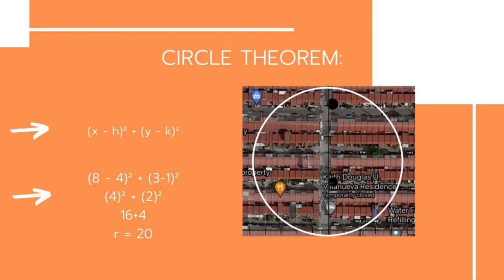And for the circle theorem, x minus h squared plus y minus k squared is equal to 8 minus 4 squared plus 3 minus 1 squared, which is 4 squared plus 2 squared, which is 16 plus 4, and the radius will be 20.